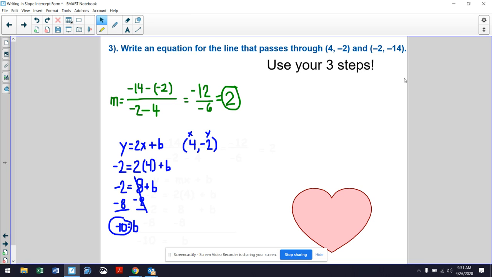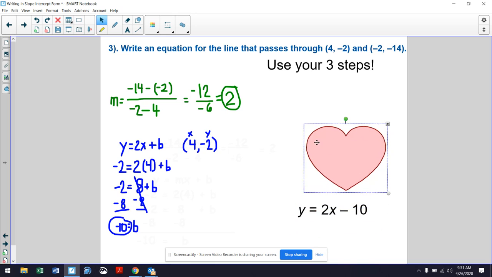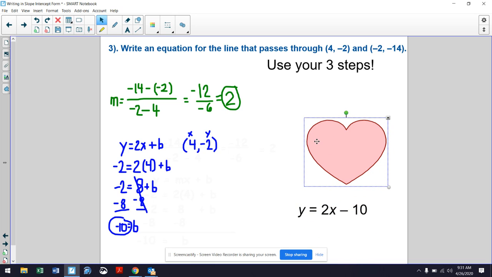All right, so finding your slope, you should have gotten 2. I chose to use the point (4, negative 2), and I solved for b and got that to be negative 10. And then putting that together, I get y equals 2x minus 10 or plus a negative 10, same thing.